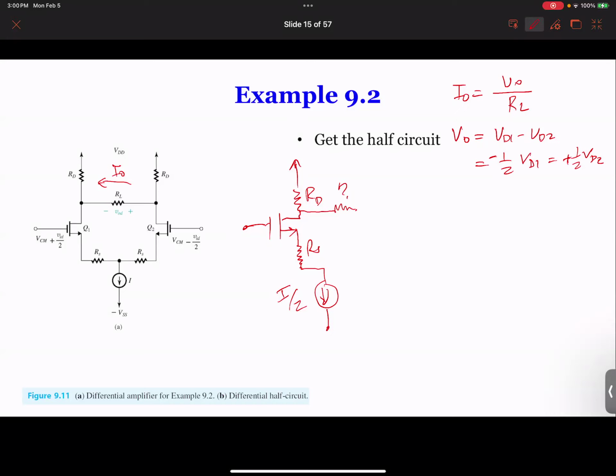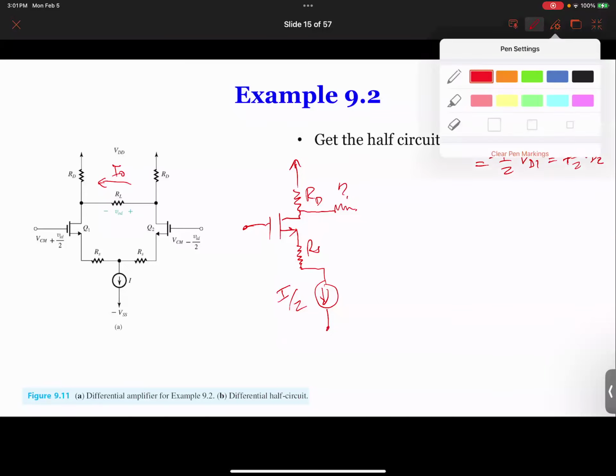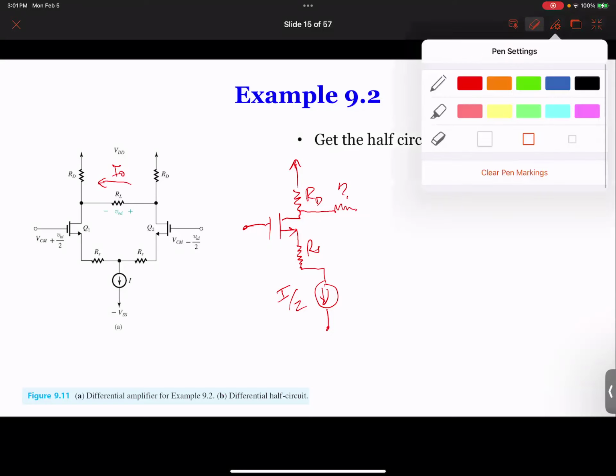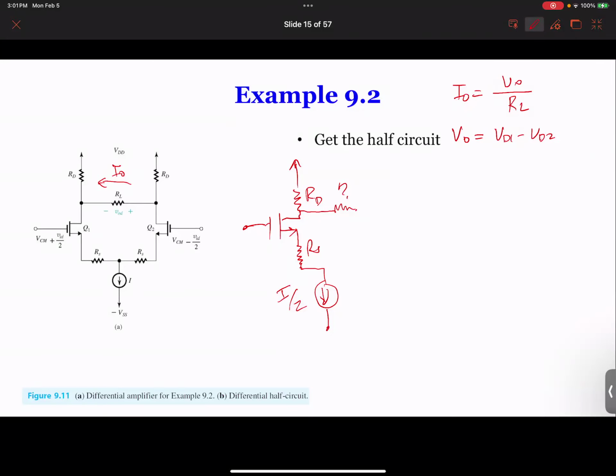I am making a mistake. It should be the other way around. So basically, VO takes 2 times VD2, okay, so 2 times VD2. Which means VD2 is equal to 1/2 VO, and VD1 equal to minus half VO.